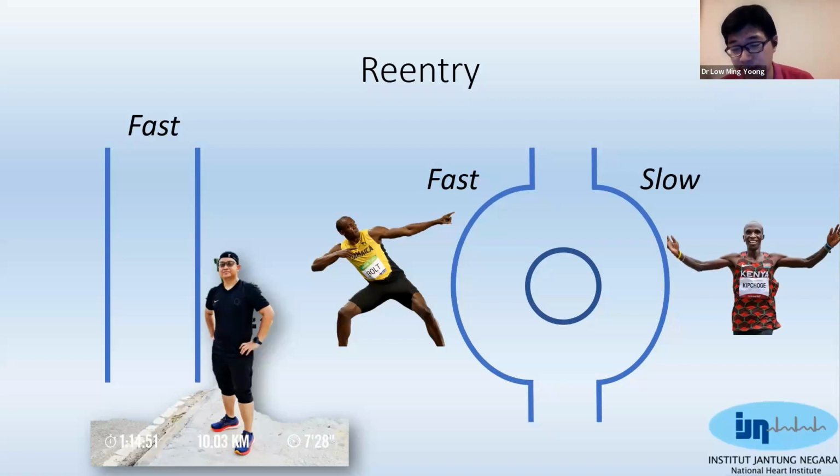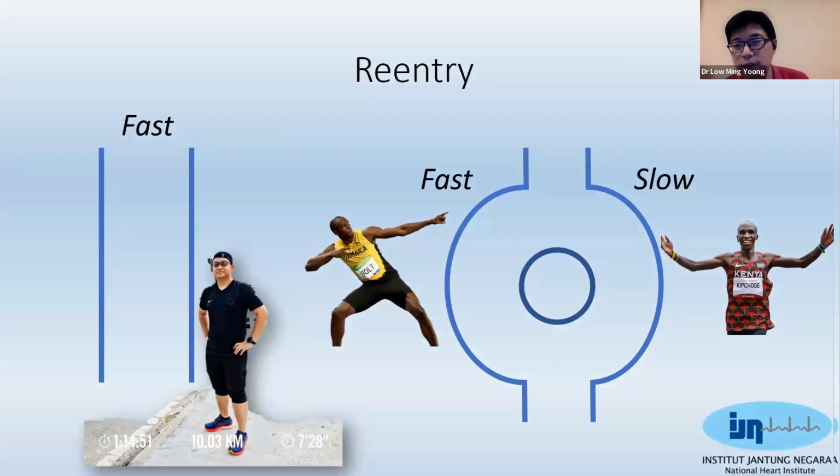The property of a fast pathway is that it depolarizes very fast, but it takes longer to relax. Like Bolt, exactly. On a 200 meter, it takes longer for him to recover compared to Kipchoge, because Kipchoge is very trained to run long distances. His recovery is very fast, but he cannot run as fast as Bolt. Okay? So fast pathway: fast depolarization, long refractory period. Slow pathway: slow depolarization, but short refractory period. Very fast it recovers. So this is what happens in AVNRT.